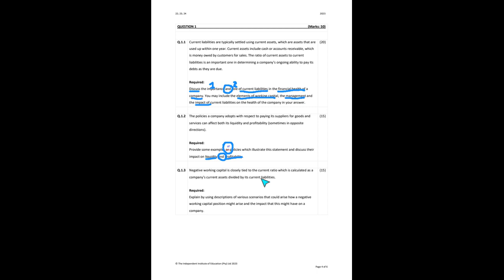Exactly, yeah. And then they talk about what type of business this would arise in, because obviously there are certain types of business that you would never get a negative working capital in. Otherwise, you are in serious trouble. And other types of business where we actually expect to have a negative working capital almost continuously, because that's the nature of our business model. So that's what we want to see in your answer, that you understand that.